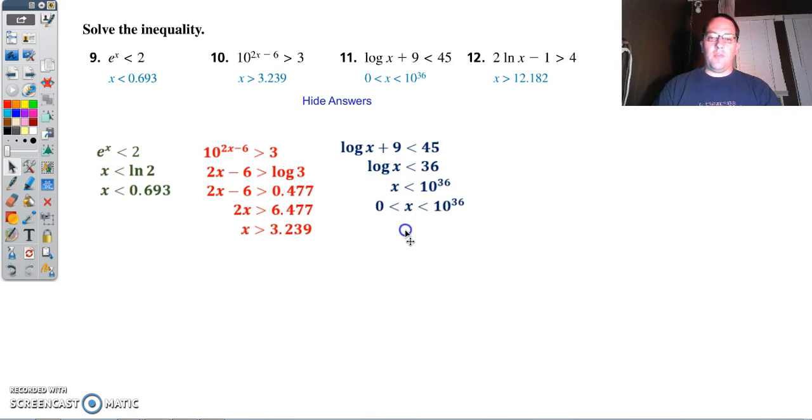All right. Now, however, since this is a logarithm, x cannot be negative. And so we need to say that it's going to be greater than 0. So 0 is less than x is less than 10 to the 36th.